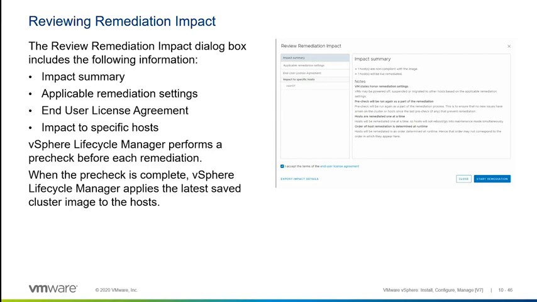And the impact or remediation report tells you what's going to happen during the update. Are there any settings that need to be changed? It'll tell you exactly what's going to happen. It'll tell you that admission control is going to be disabled and things like that. You then accept the end user license agreement, and it'll give you any impact to specific hosts, okay? And it says that the hosts will be remediated in a particular order and so on, okay?